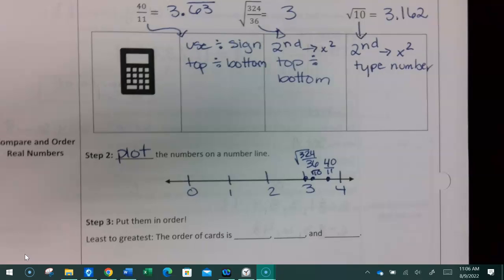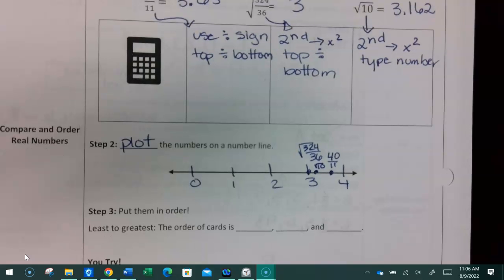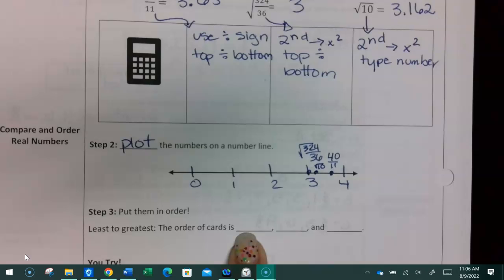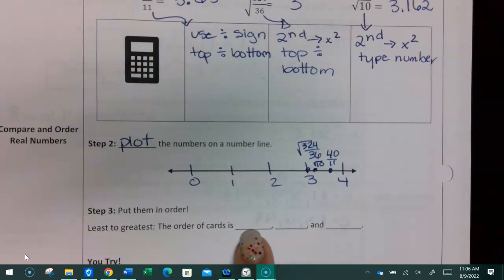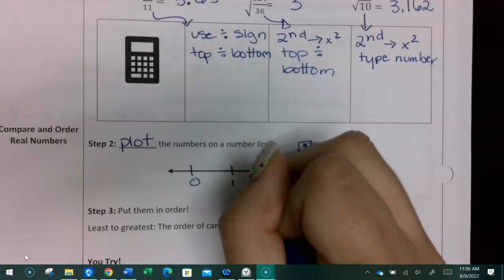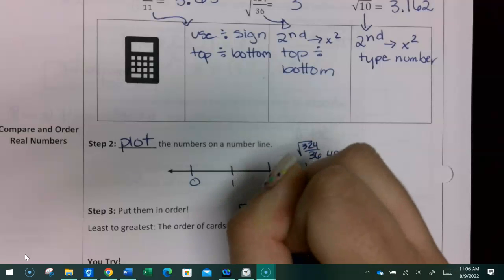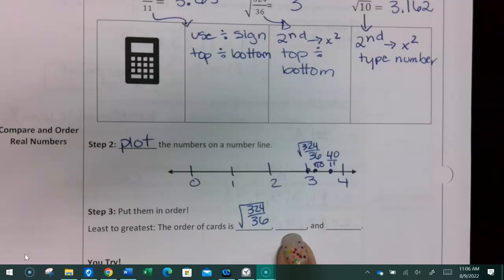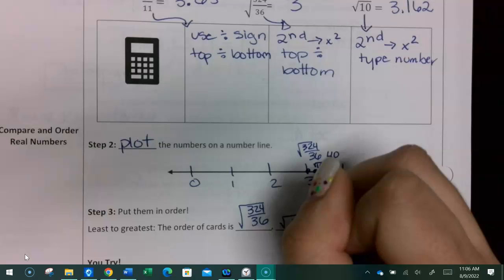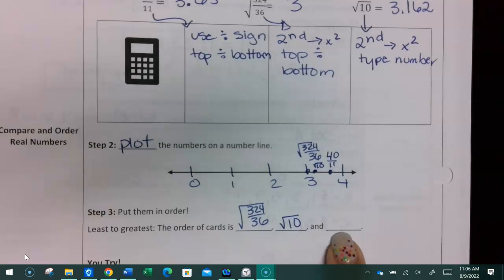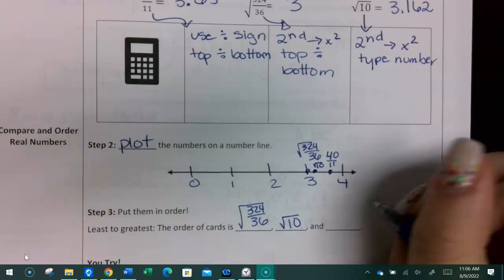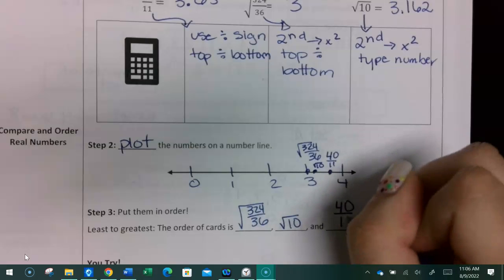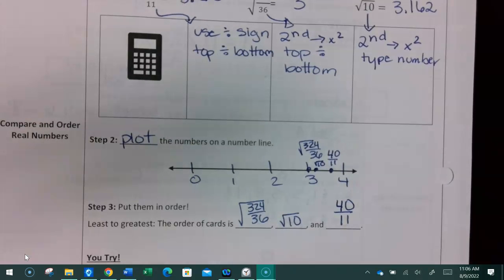So then I want to write down the actual numbers that were given to me. What was the smallest one? 3. Oh, what was the actual number for 3? Like, before I typed it in the calculator. Okay, and then the one in the middle? And then the one at the end. Okay, so are there any questions on how I did that?